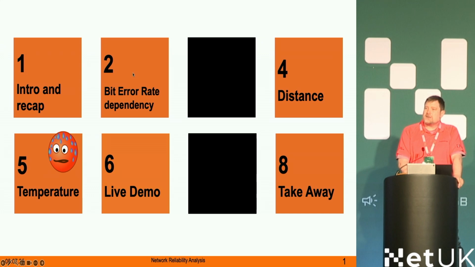Like every good story, there will be a sequel. So topic 3 and topic 7 are missing. This will be in another talk, most likely at the end of this year or next year, depending on what NOC you're going to. So this is a continuation of a series of stories. We are going to talk a little bit more about the bit error rate and what you can do nowadays on the transceivers. Of course, distance is involved.